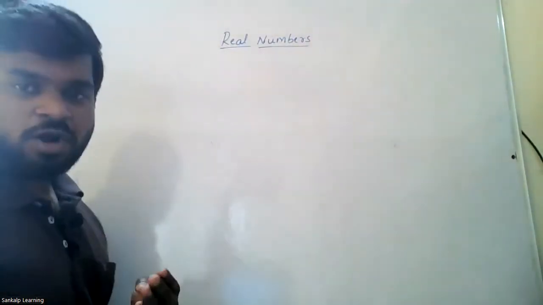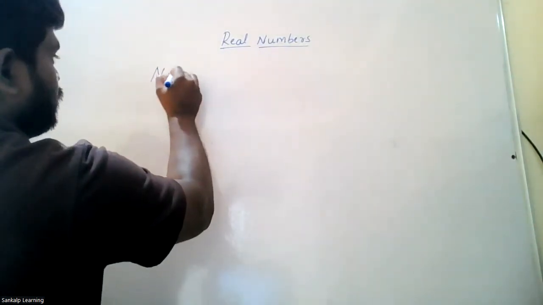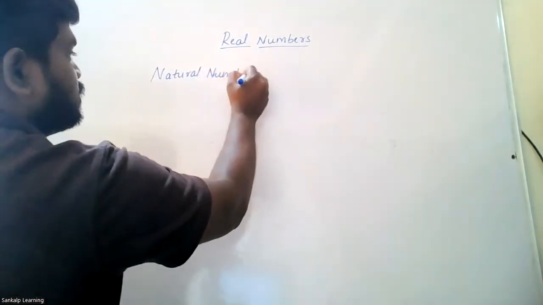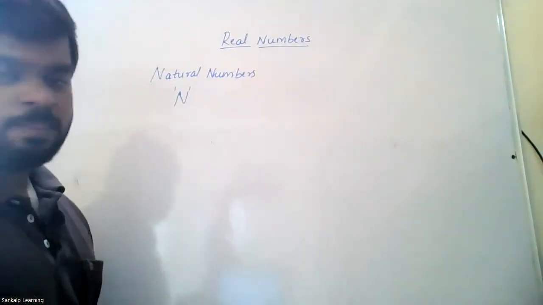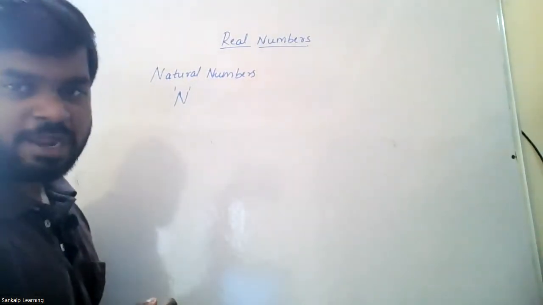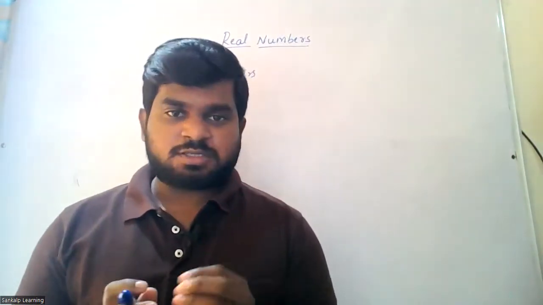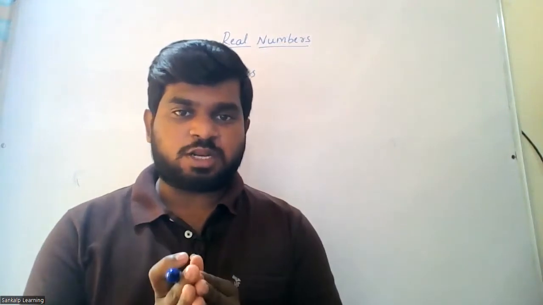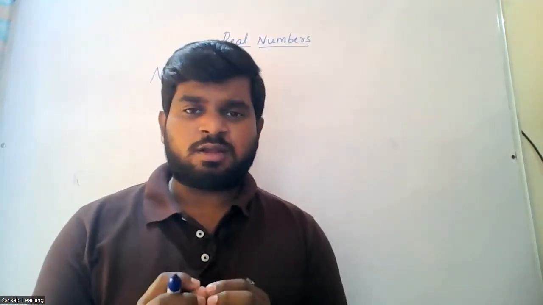You have learned something called natural numbers, which is denoted by capital letter N. What are these natural numbers? The numbers which start from 1. This is the definition that usually you guys say, but it is not correct.